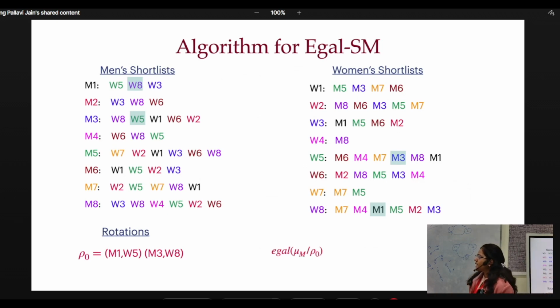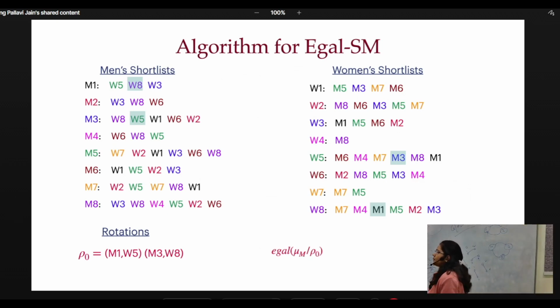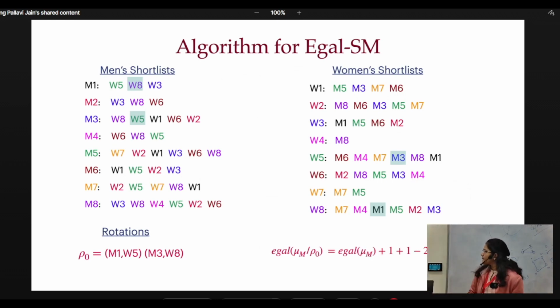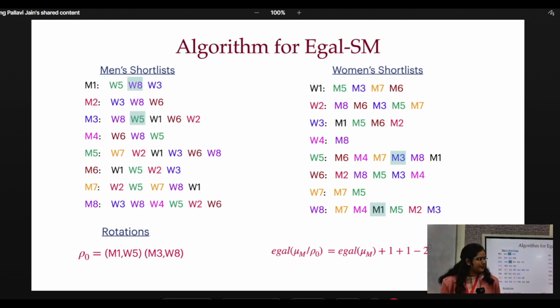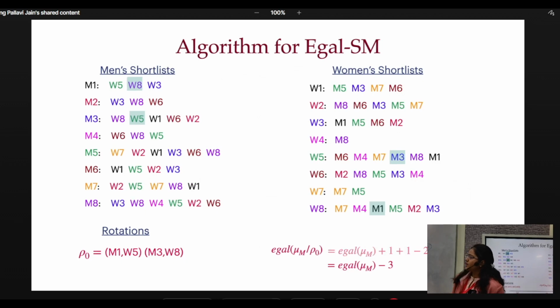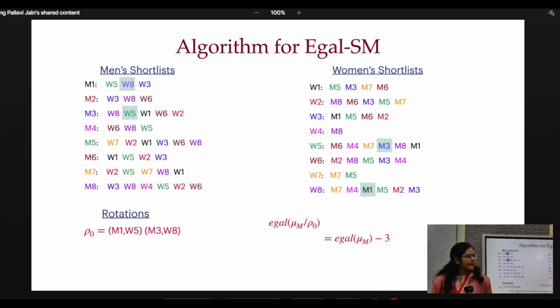So what is the cost of the matching after eliminating the rotation? Rho naught, whatever was the cost earlier, plus 1 for M1, plus 1 for M3, minus 2 for W5, minus 4 for W8. And this is exactly what your formula is doing.